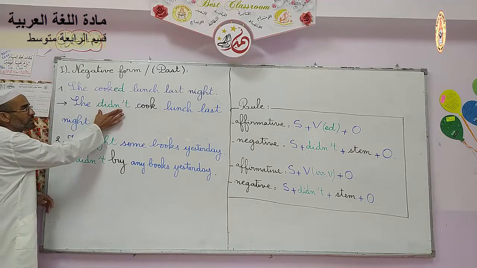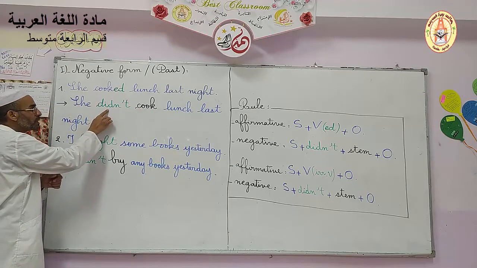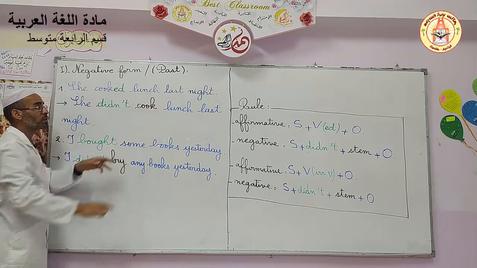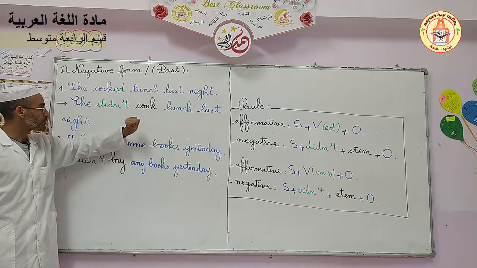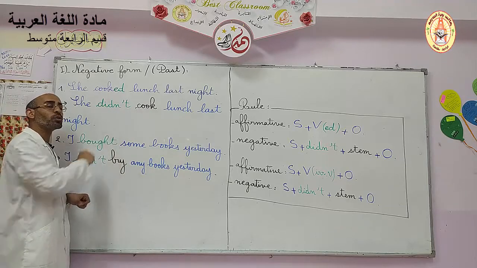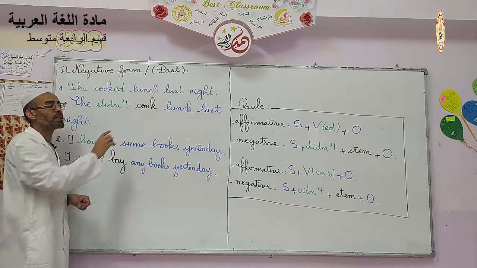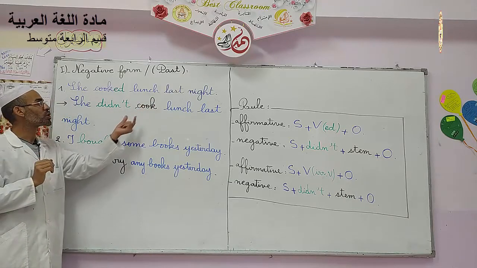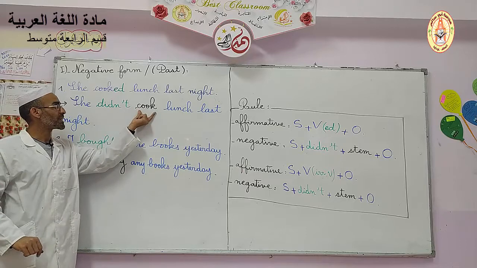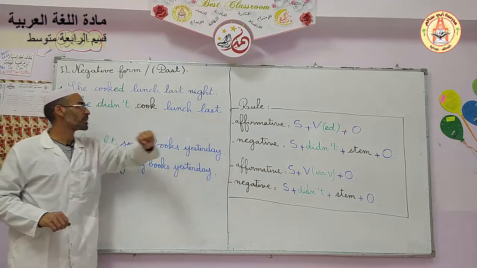Now look, didn't comes before the verb. We have she plus didn't plus cook. Here we have cooked and here we have cook. So there is no ed here. Why don't we have an ed? Because I have didn't, it's conjugated. That's why this verb I have to put in the infinitive form, or we call it in English the stem. So subject plus didn't plus stem, it means the infinitive of cooked. We have to omit ed, plus the object.